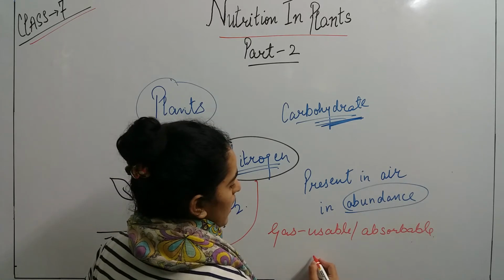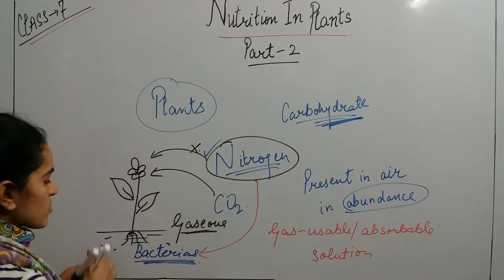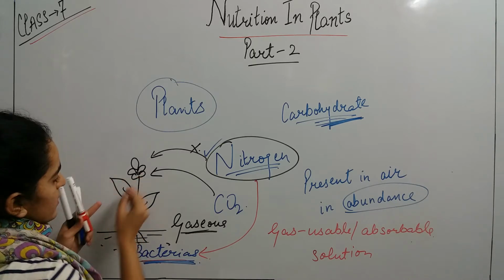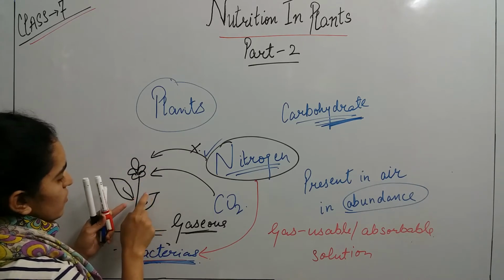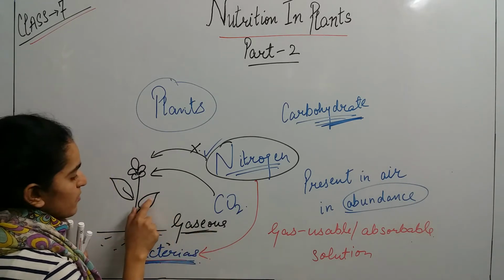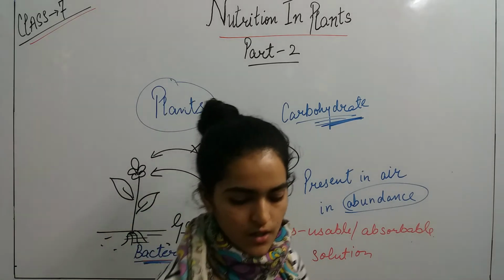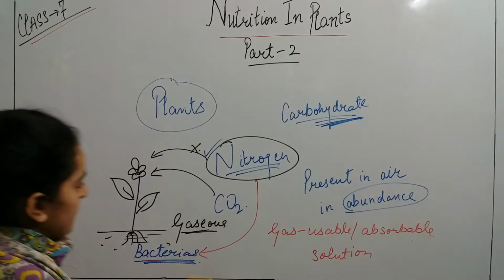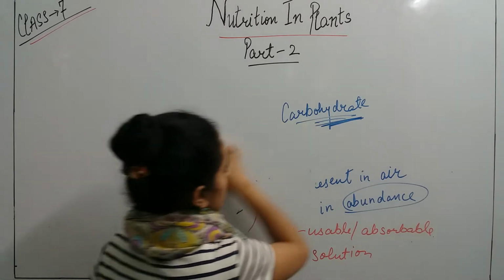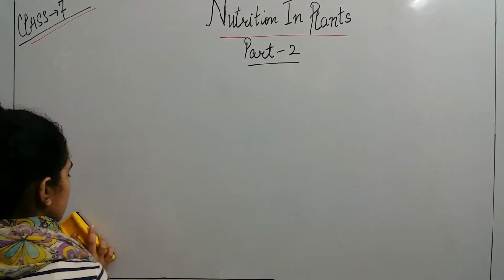It will form a solution, a kind of solution it will form, and then the roots will absorb it and it will be transported to each and every cell. Firstly it will go to leaf, the factory of food, we have studied it, factory of food में ये जाएगा, then it will be transported to each and every cell of the plant. Okay, done.